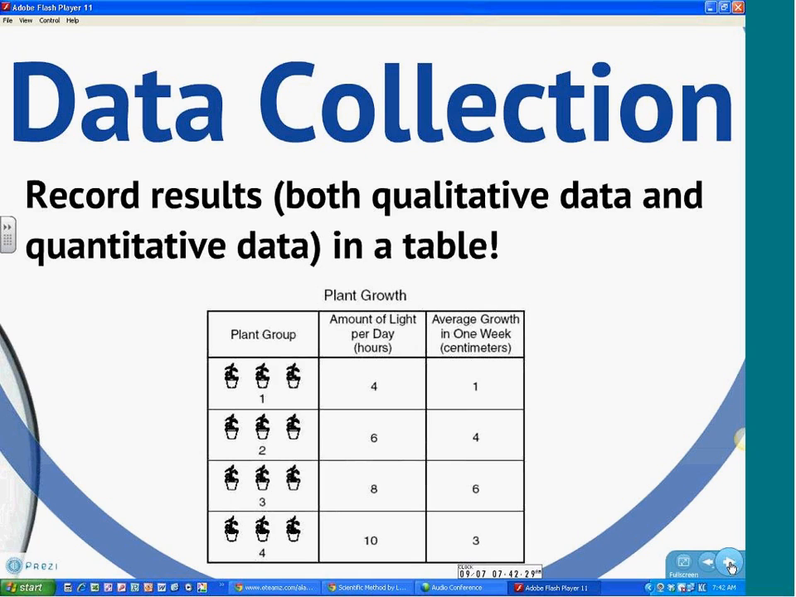If you notice on the chart, too, it has the units. So we know that average growth in 1 week is measured in centimeters. If you don't put that, we don't know what those numbers mean. And you may not remember, so it's important to write it down.